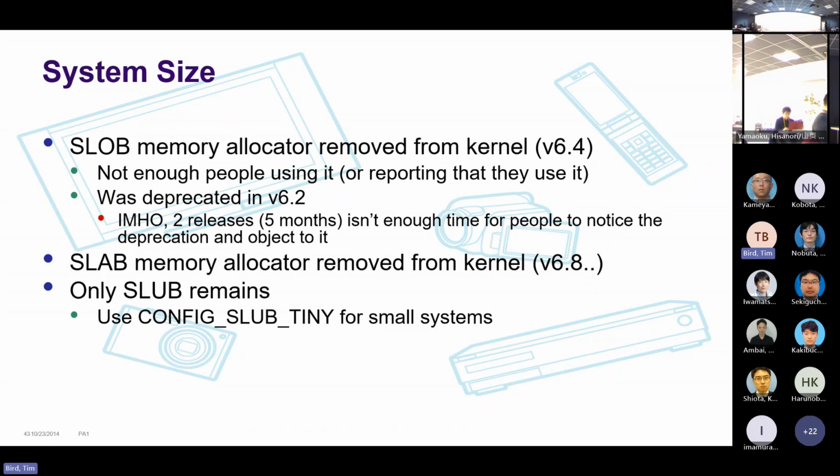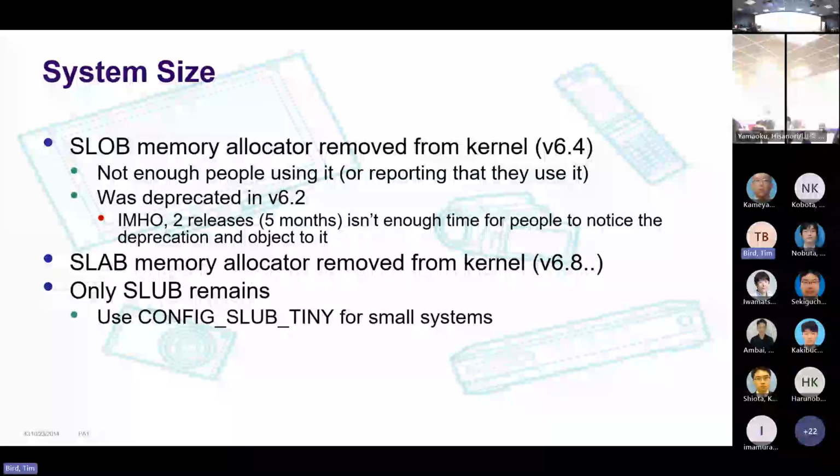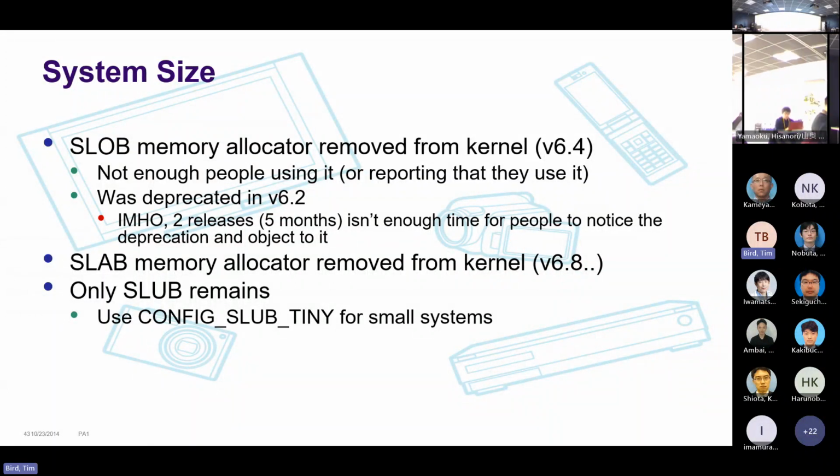And then they said when they did that, hey, we're going to get rid of the SLAB memory allocator. So watch out for that too. And sure enough, they did. In 6.8, it's removed. So only the SLUB allocator remains in the kernel. There is an option to use this on small systems. So if you use CONFIG_SLUB_TINY, you can use it on small systems, and it's not going to be as efficient as SLOB, but it will try to reduce its footprint.